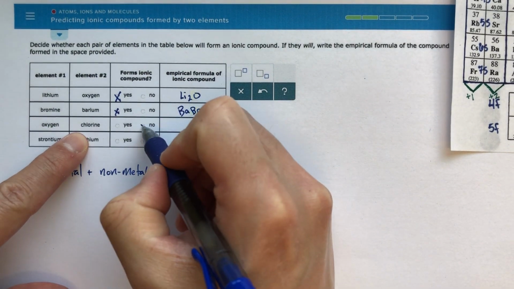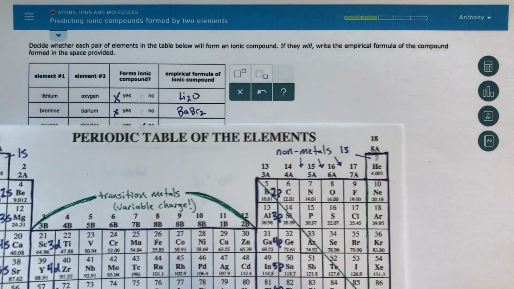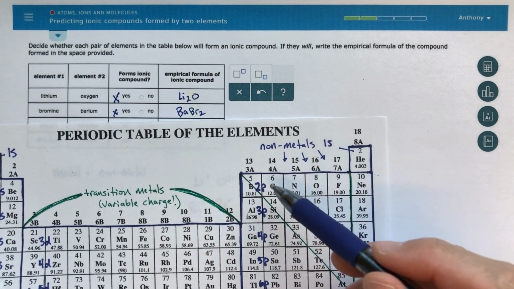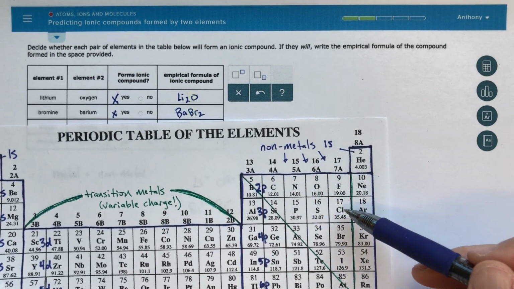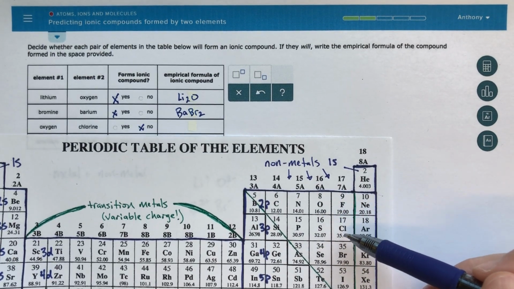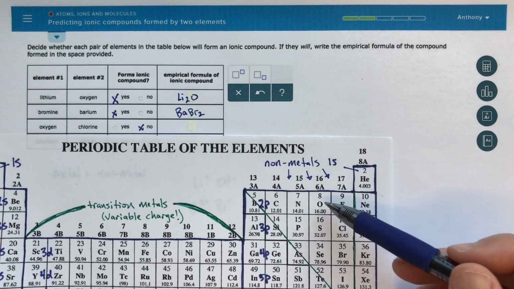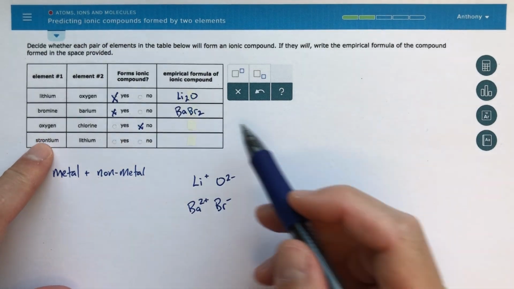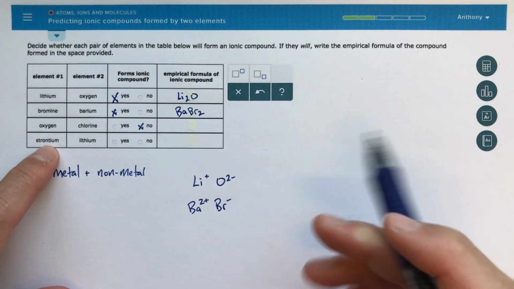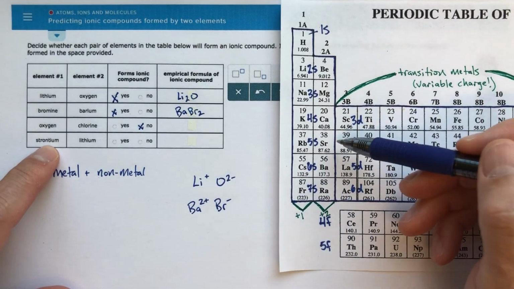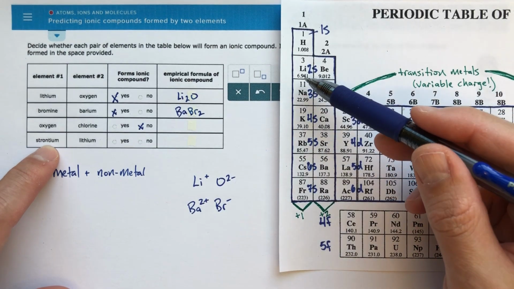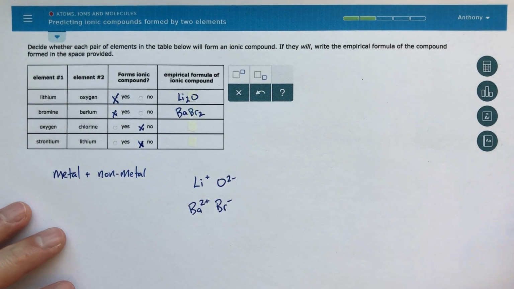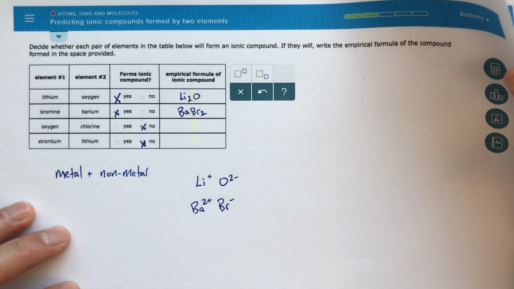Oxygen and chlorine, those are both non-metals. So oxygen is here in the non-metals, so this corner is our non-metals, right? And then chlorine is again a non-metal, also a non-metal. So that's not going to be able to form an ionic compound. So that is no, so then we don't need to worry about this. And then strontium and lithium. So again, strontium is here, a metal, and then lithium is here, also a metal, so that one's going to be no as well. All right, so let's keep going through one more example.